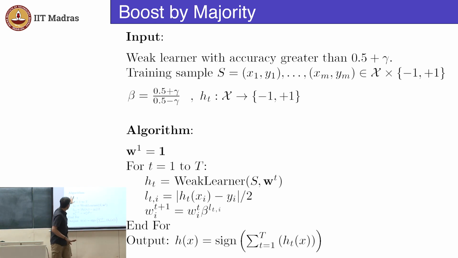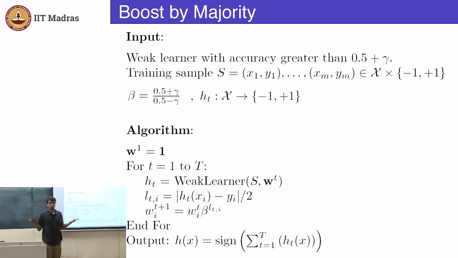So that's that. And then you have a beta which is greater than 1. That's the only thing you need to know. This is going to be greater than 1, right? So (0.5 + gamma) / (0.5 - gamma) is going to be greater than 1. So what all this does is, essentially, you start off with equal weightage. So this is the initial importance of all the samples.